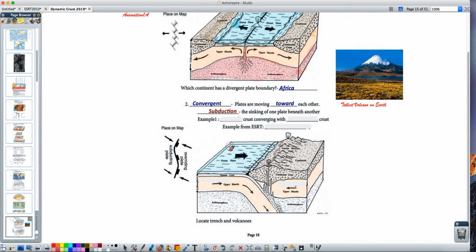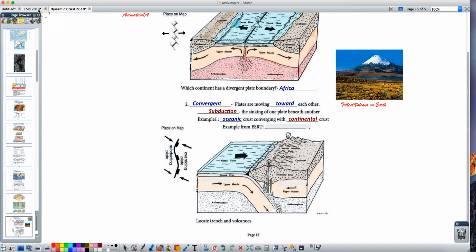Okay, so here's an example. If you look at this diagram, we have oceanic crust right here converging with continental crust. Oceanic converging with continental. Now, I want you to stop the video for a minute and go to the ESRT, look for this symbol, and find where you can find oceanic crust colliding or converging with continental. Find me a place where that's happening.